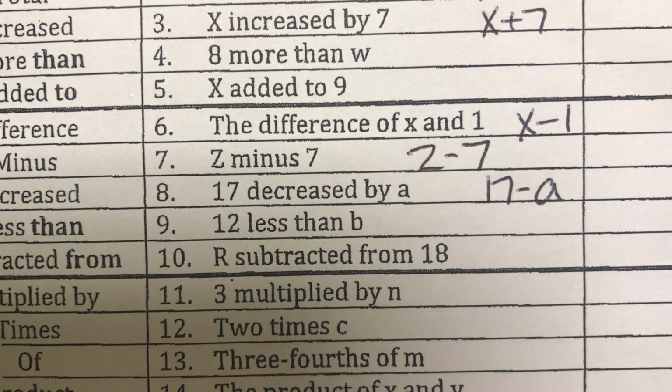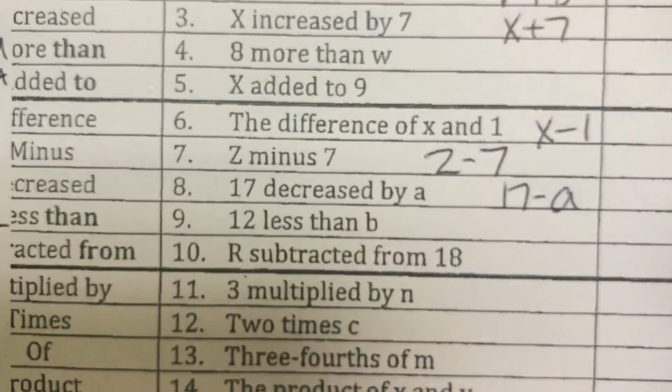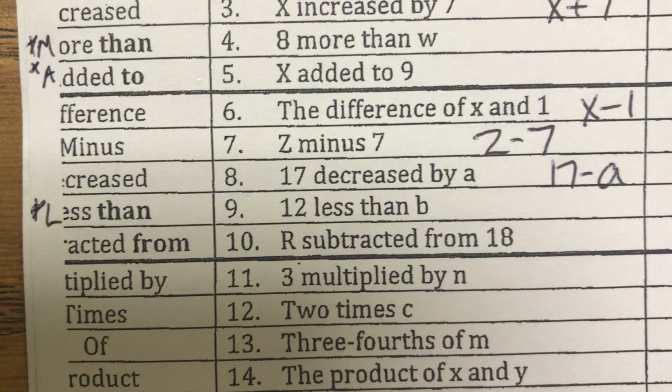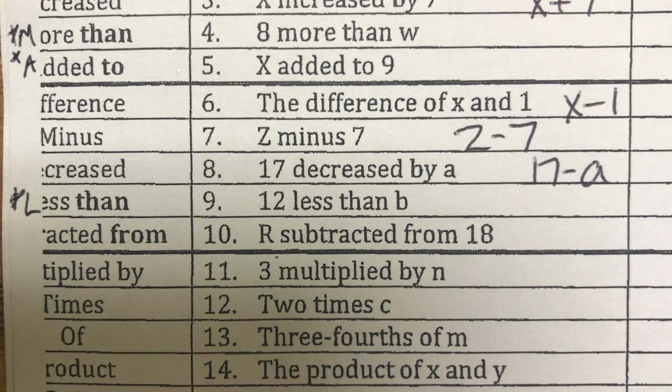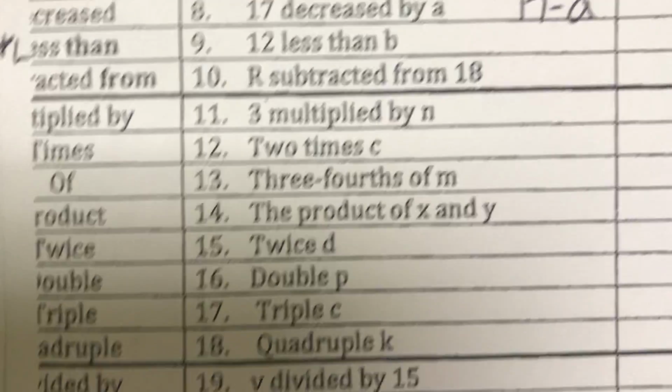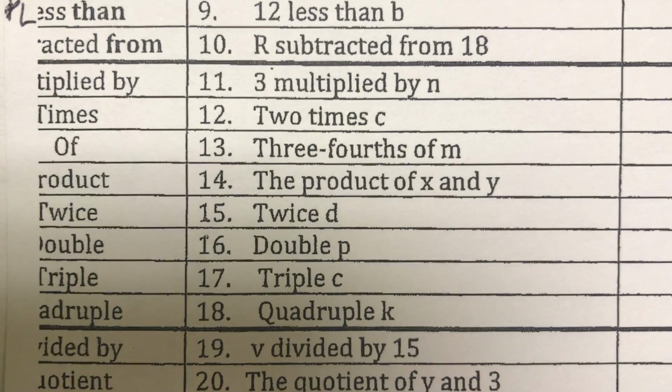Okay, again, we have the stars here with less than and subtracted from. So we're going to skip those, and we'll come back and talk about those later. We talked about adding and subtracting. Now we're going to talk about multiplying.